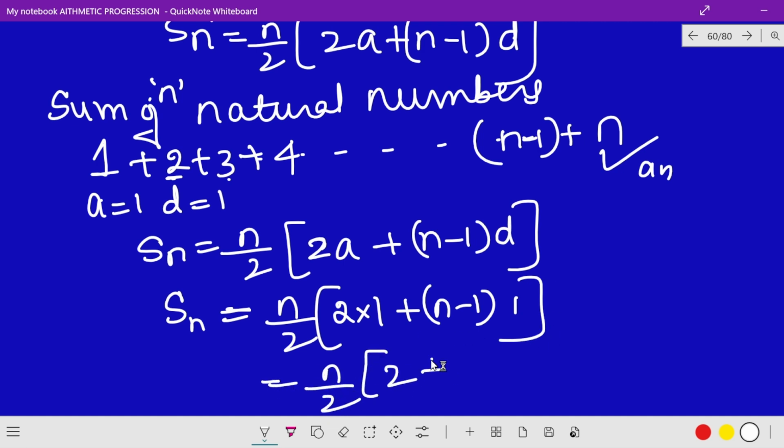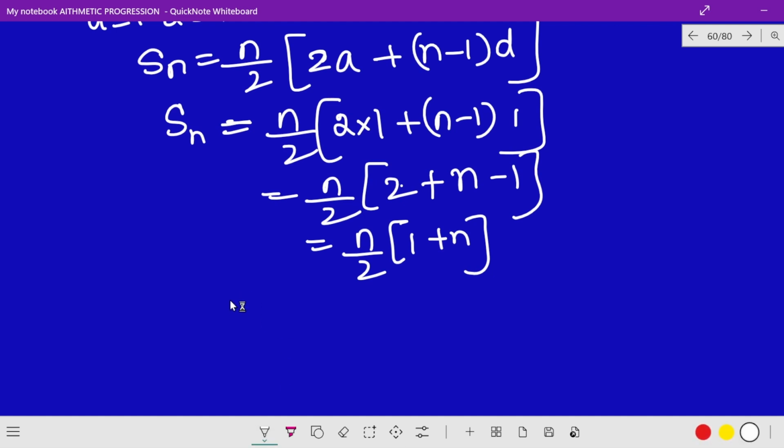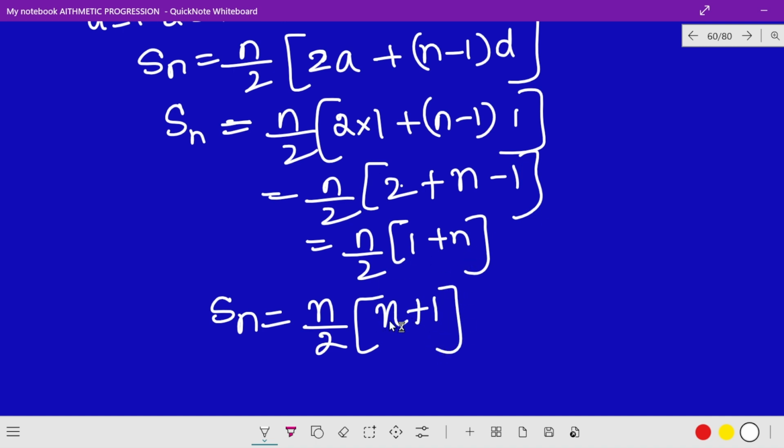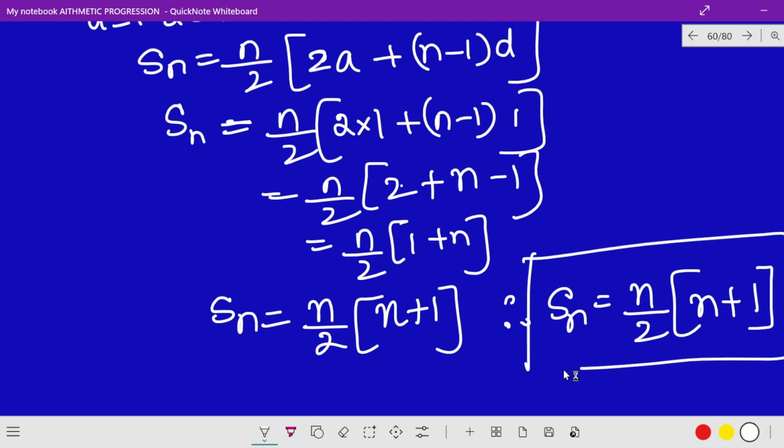So what do you get? n by 2 into 2 plus n minus 1. Here we get n by 2 into, 2 minus 1 is 1, plus n. So I can write Sn is equal to n by 2 into 1 plus n, which can be written as n plus 1, just reversed. Therefore, the Sn formula for natural numbers is n by 2 into n plus 1. This is the formula developed for the sum of natural numbers.